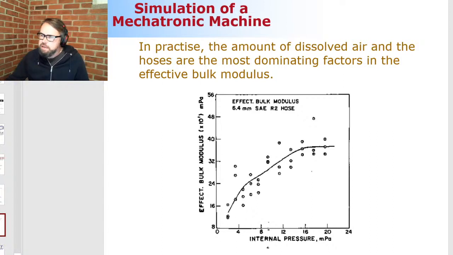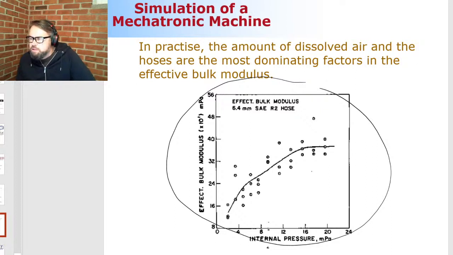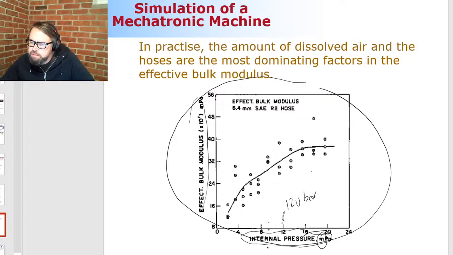These are results that are really old, but I found them in one of the textbooks. These are the measurements, and the measurements are made in such a way that there is an internal pressure. The internal pressure is again provided in megapascal. So this one here is 120 bars. And how much are they affecting the effective bulk modulus.